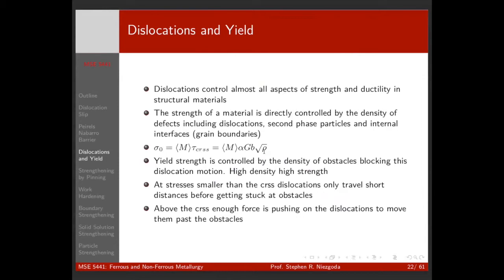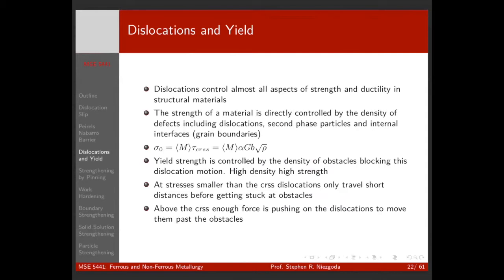And what we have here is the classic Taylor hardening relationship, which says the yield strength is going to be proportional to the square root of the dislocation density. As we know, the yield strength is controlled by the density of obstacles blocking dislocation motion. So a high dislocation density gives us a higher strength. The more obstacles, the more dislocations get tangled up.